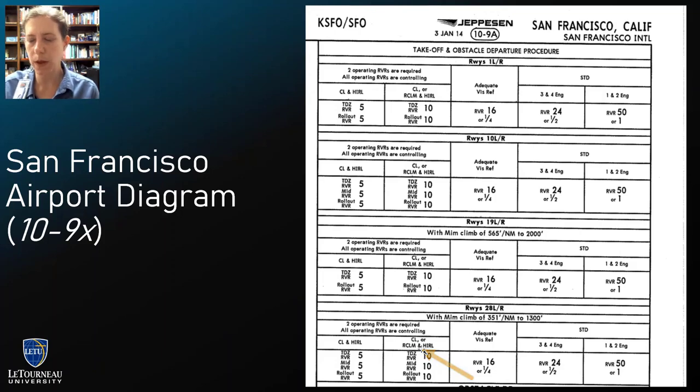All right. If we want to get down to the RVR that's even lower, whatever's in my C78, and this airline's op specs I showed you, it's 600 RVR, then I have to have centerline lights and high intensity runway lighting.